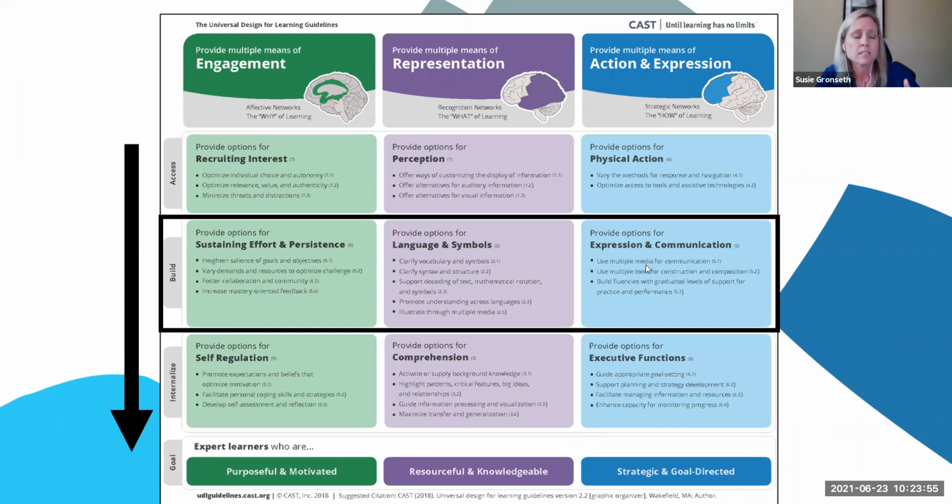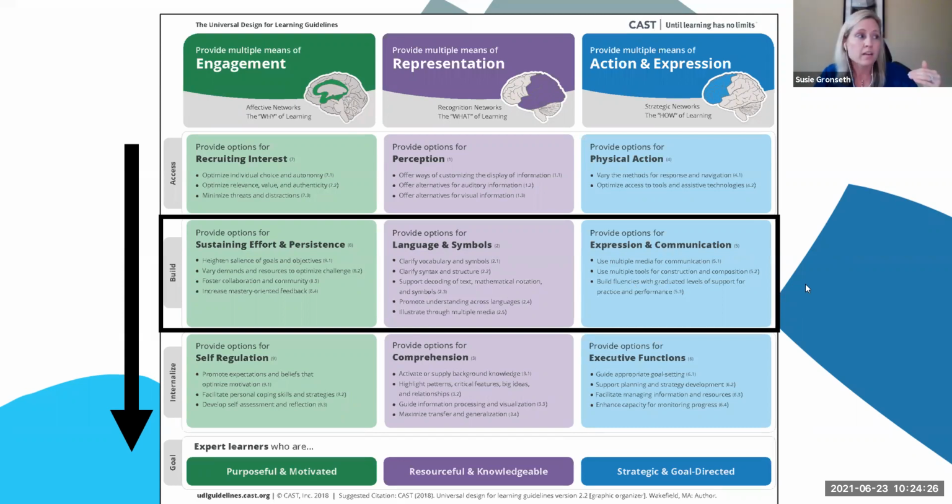We see at the representation principle at build level, language and symbols. So how can we clarify vocabulary? How can we illustrate through multiple media, helping promote understanding across languages? And then in that multiple means of action and expression at the build level, we look at multiple media for communication, different tools that we can construct and have composition, and so on. So that's at the build level.